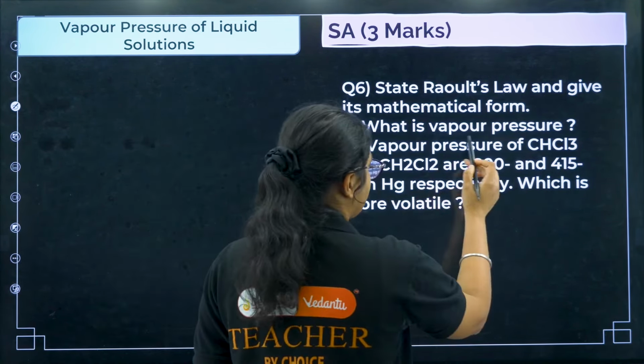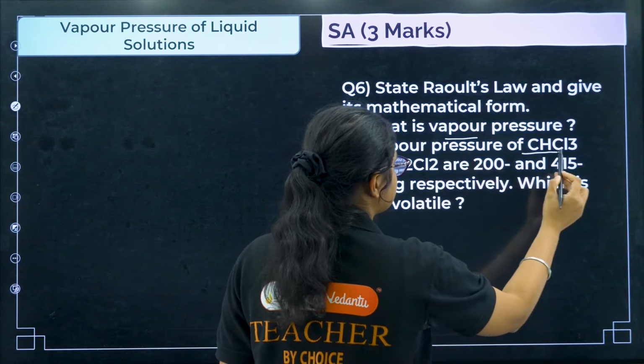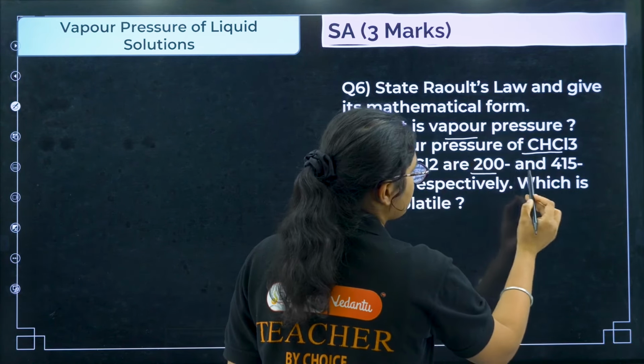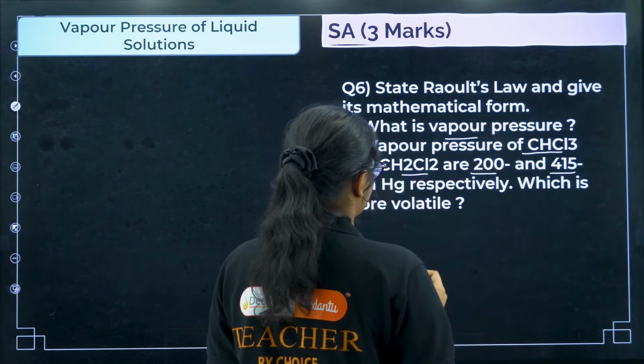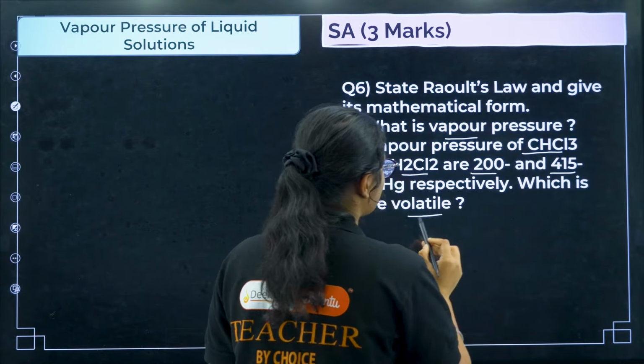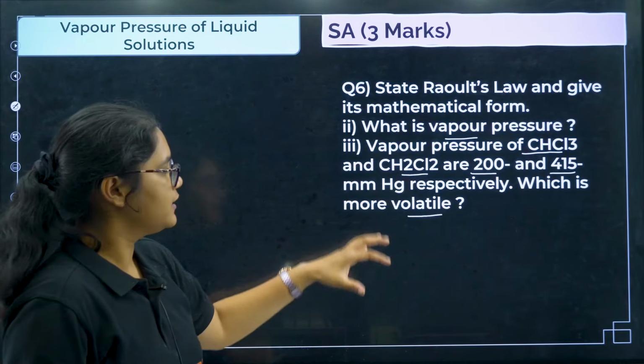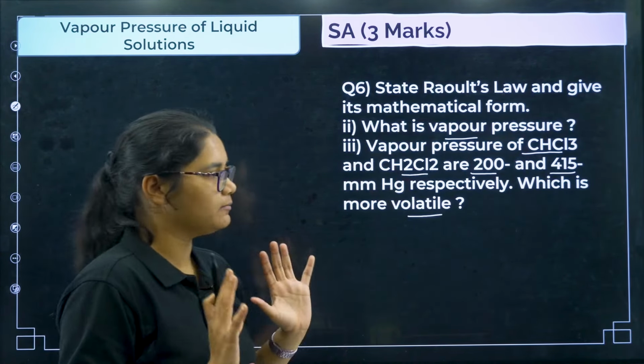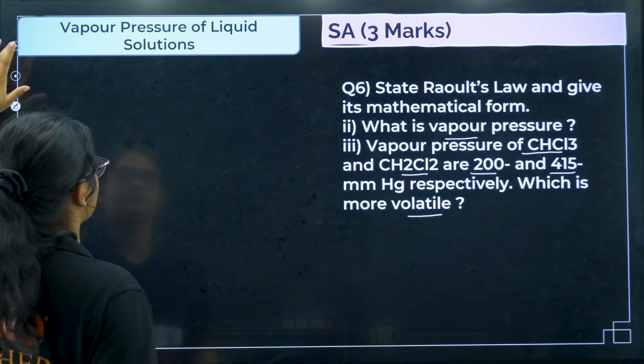Next, what is vapor pressure? Vapor pressure of CHCl3 and CH2Cl2 are 200 and 415 mm of Hg, which is more volatile? This mixture can be made and can be asked in the form of a 2-marker and 3-marker question.